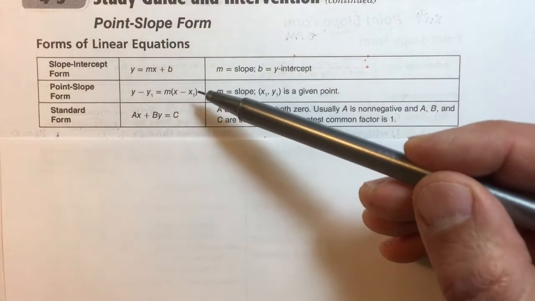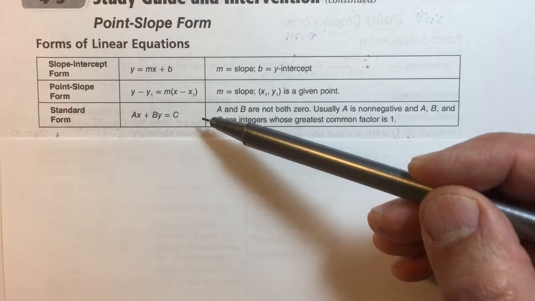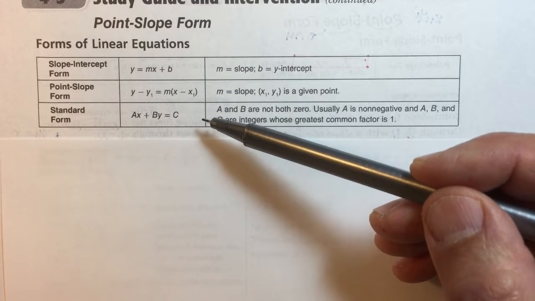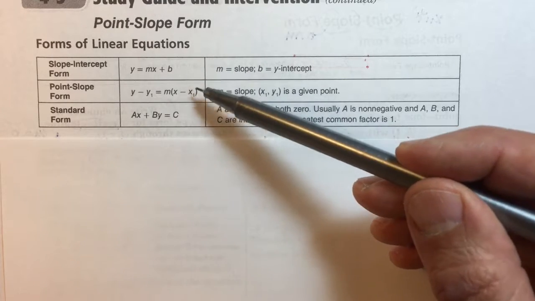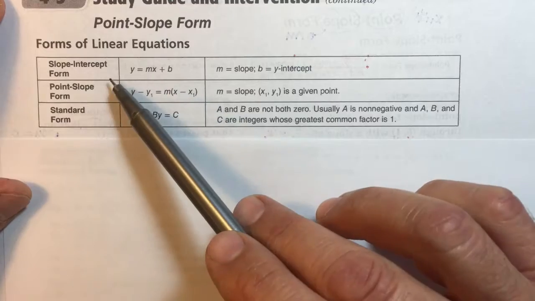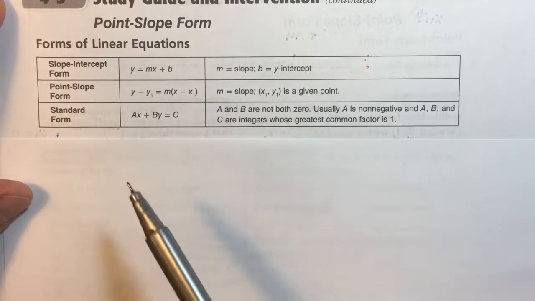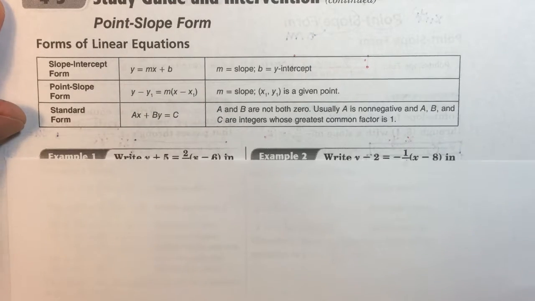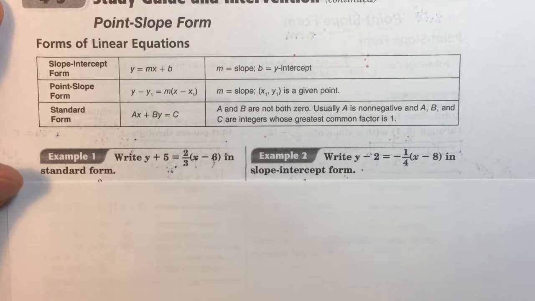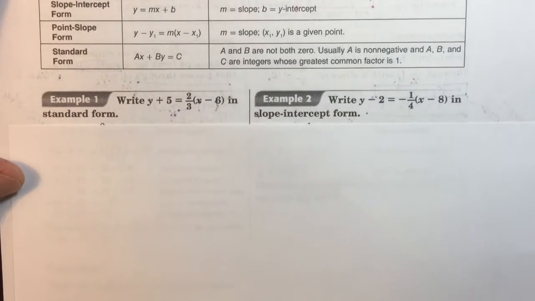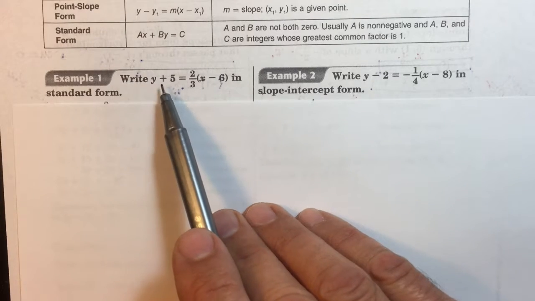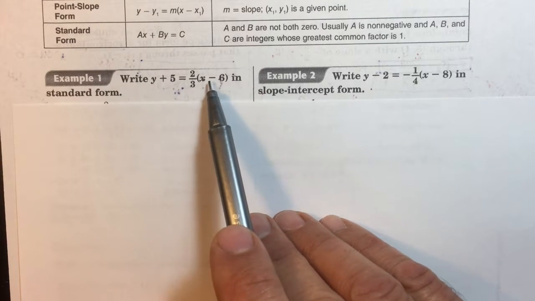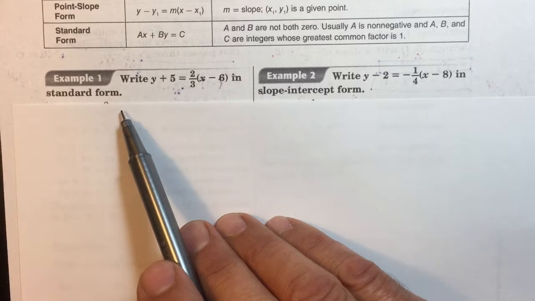So we have three different equations for the line. We can write the same line in three different ways: slope-intercept, point-slope form, and standard form. Let's go to the first exercise, first example, that says write this equation y plus 5 equals 2/3 times x minus 6 in standard form.